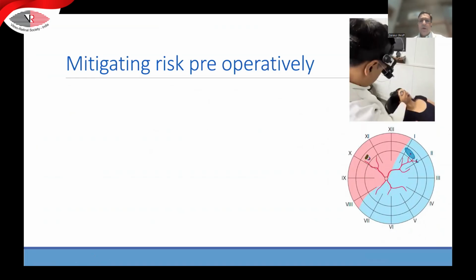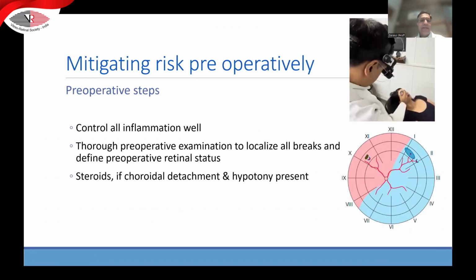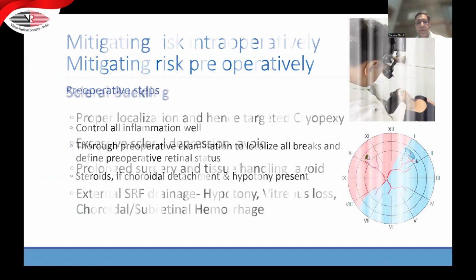So once we know what the risks are, we can try to mitigate them. So preoperatively, control all the inflammation well, and do a thorough examination to localize. And like I told you in the beginning, make a good drawing and know where all your breaks are before the surgery. Give steroids if there's hypotony or choroidal detachment.